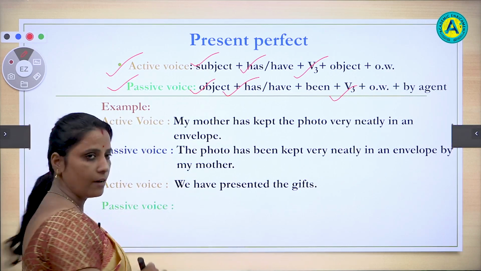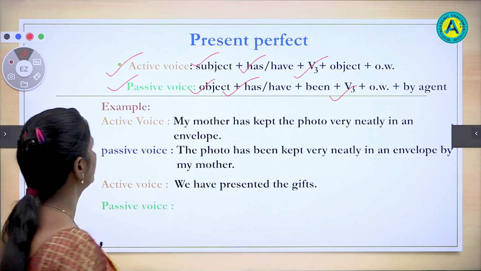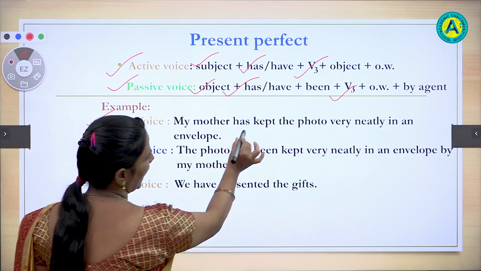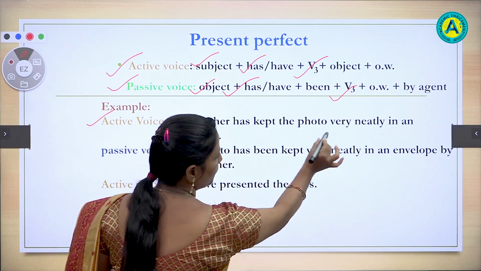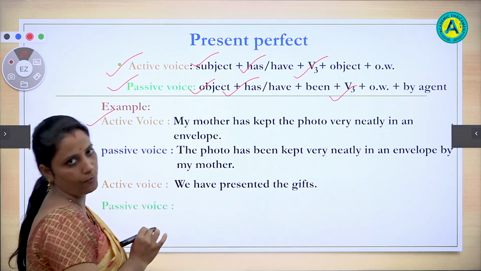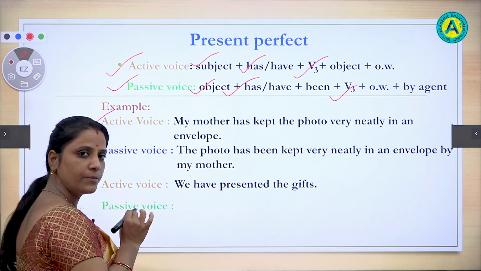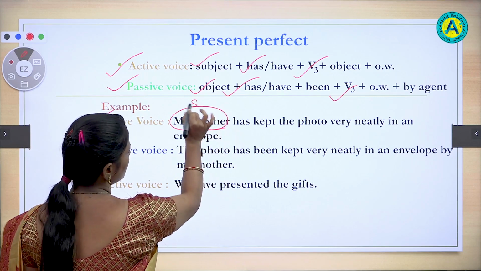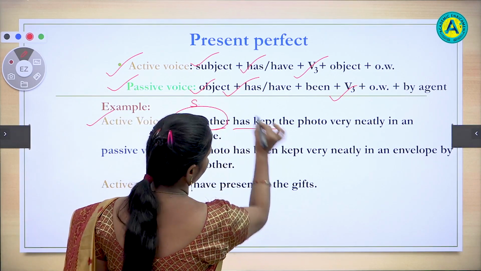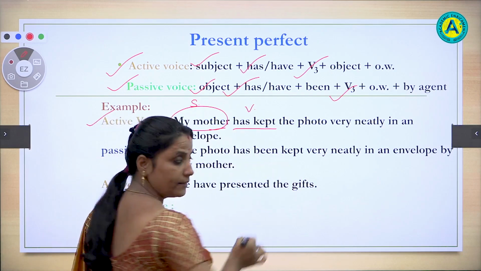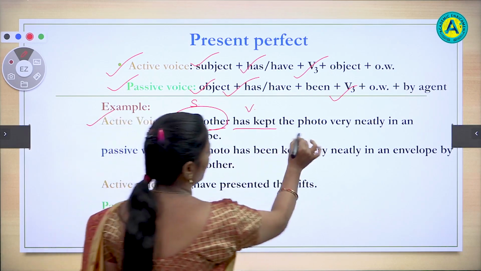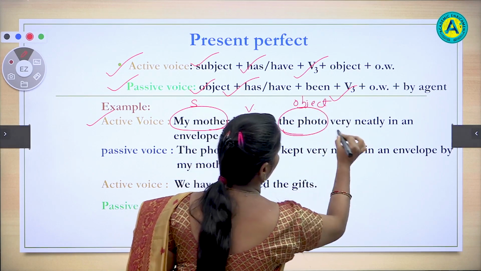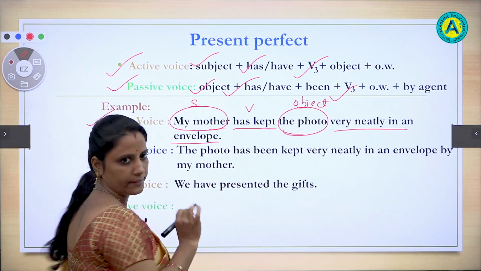Let's discuss some examples in present perfect tense. Active voice: my mother has kept the photo very neatly in an envelope. Here, which is the subject in this sentence? Yes, students, my mother is the subject. Has kept here is the verb. Which is the object? Yes, the photo is the object. And these are other words in this sentence.